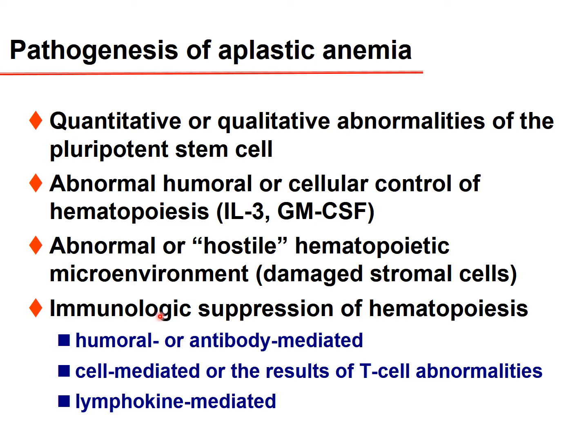Or immunologically suppressed hematopoiesis can happen. We have some kind of autoantibodies that circulate and cause damage to the stem cells. That can be humoral or autoantibody mediated, or it can be cell mediated when we have T cell abnormalities, or a lymphokine mediated process that can decrease the stem cells.